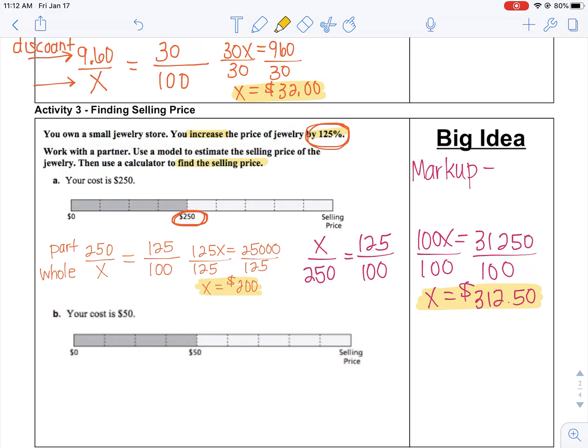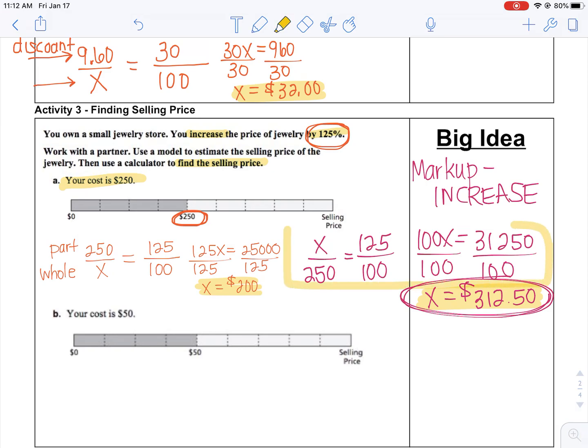If I'm marking up or increasing the price, which price would make more sense? Selling it for $200 when it costs $250, or selling it for $312.50? Well, if you're paying $250 to buy it and you want to sell it and make money, it only makes sense that you sell it for $312.50, because markup means increase. So this right here is your correct proportion. I wanted to show you both ways because I know a lot of people are switching this left side of the proportional setup. So let's do it again here.